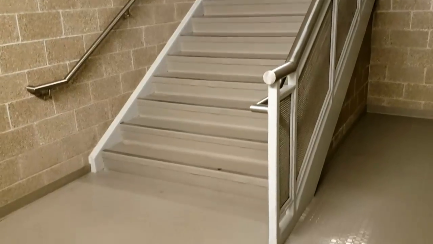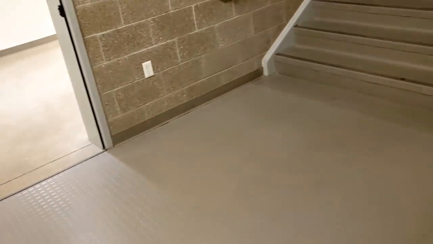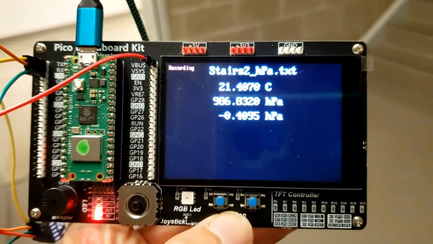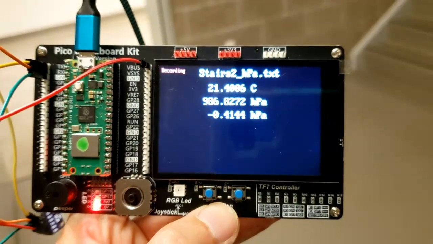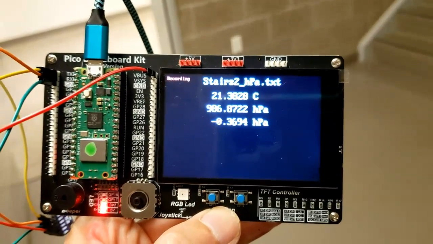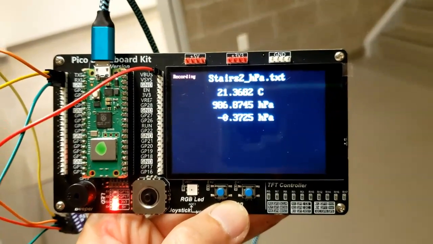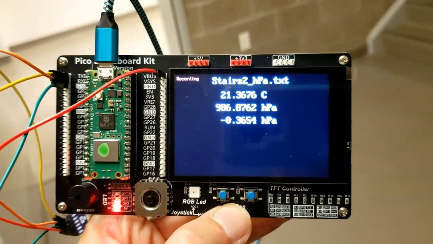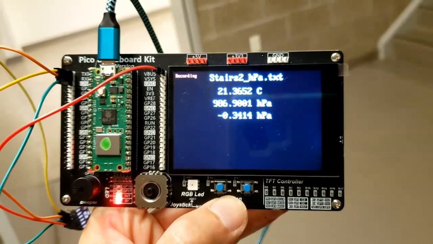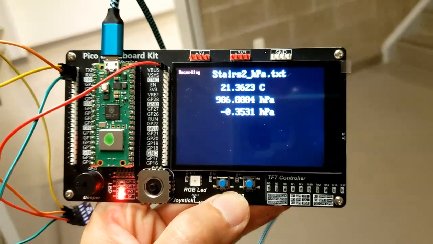Here I am, back in the basement at the AGHill building on NDSU campus. As I went down the stairs, the air pressure increased, went from -3 hPascals to -0.4. So the air pressure increased by about 3.6 hPascals as I go from the third floor down to the basement. You can definitely measure the change in air pressure as you go up and down stairs using a BME280 pressure sensor.